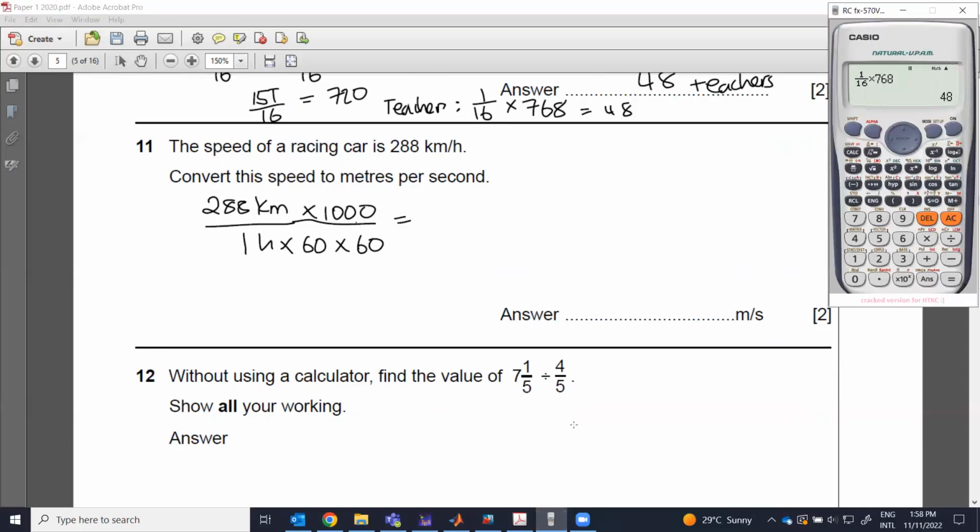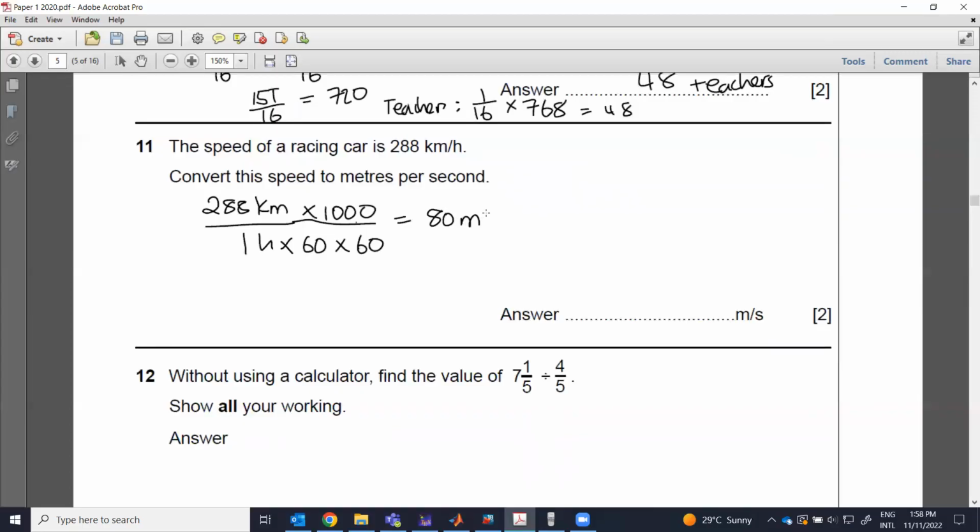So this is a simple, easy way of converting. So this you would do on your calculator. We have a fraction, so we have 288 multiplied by 1,000. In our denominator, I have 1 times 60 times 60. And this gives me 80 meters per second.